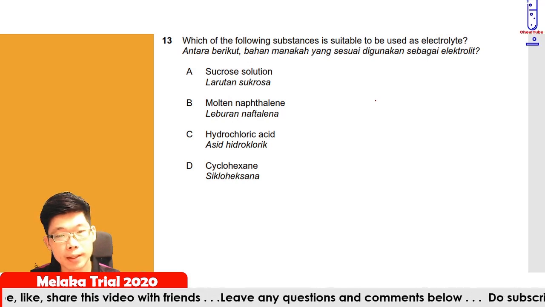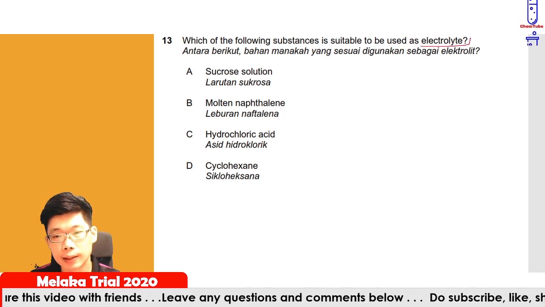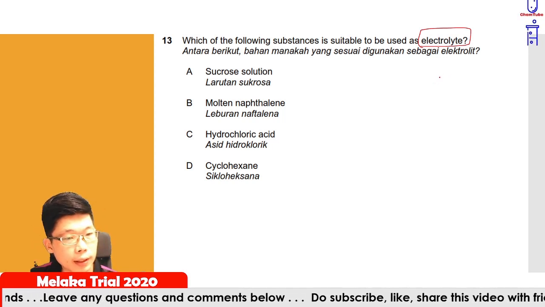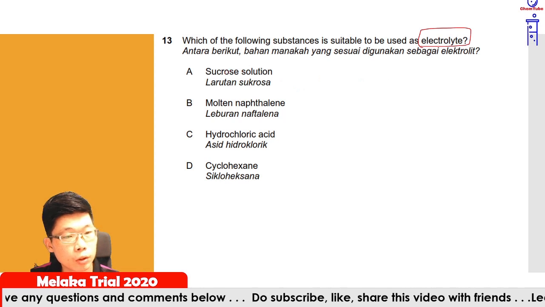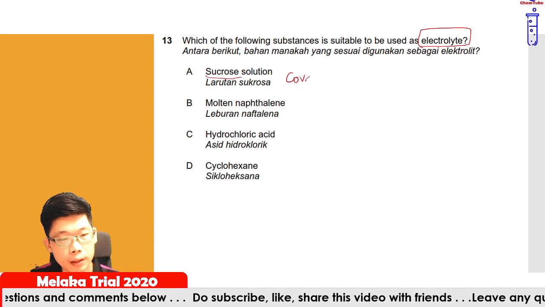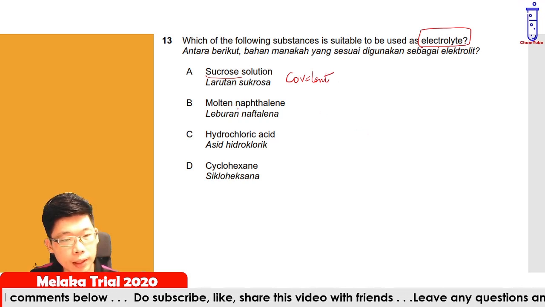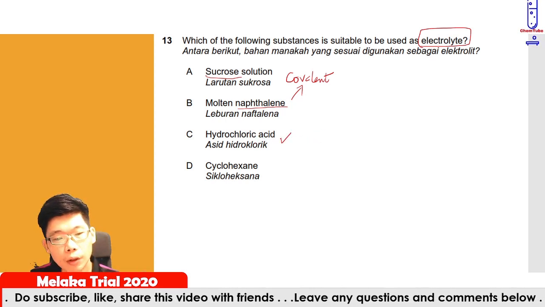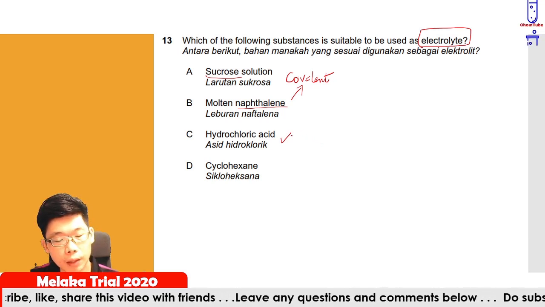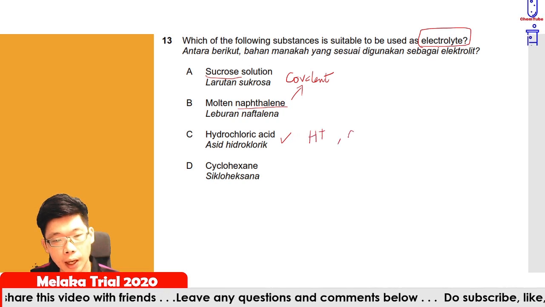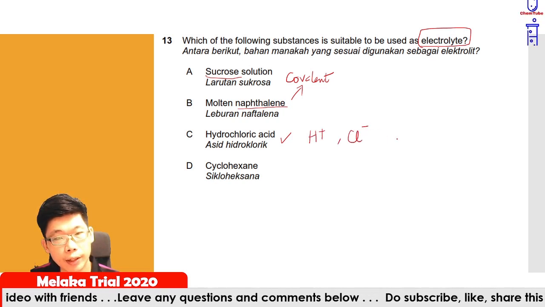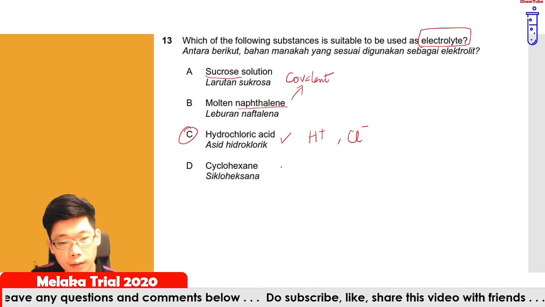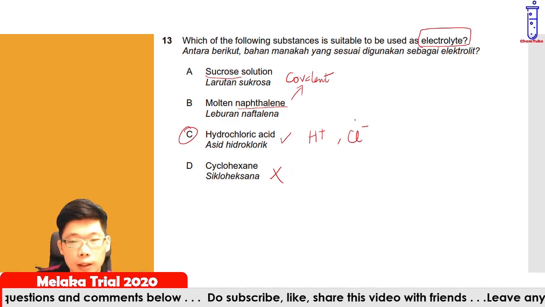13. Which of the following substances is suitable to be used as an electrolyte? An electrolyte can conduct electricity when electricity is passed through it. Sucrose, no, because it's covalent, with no freely moving ions. Molten naphthalene is also covalent, same. Hydrochloric acid, yes. Although it is a covalent compound, when dissolved in water it forms hydrogen ions and chloride ions, so it can become an electrolyte. Cyclohexane is also a covalent compound, consisting of molecules only, and it cannot dissolve in water.